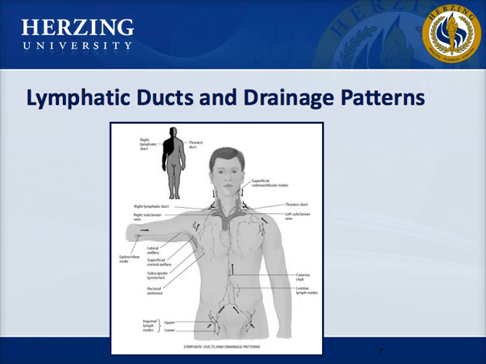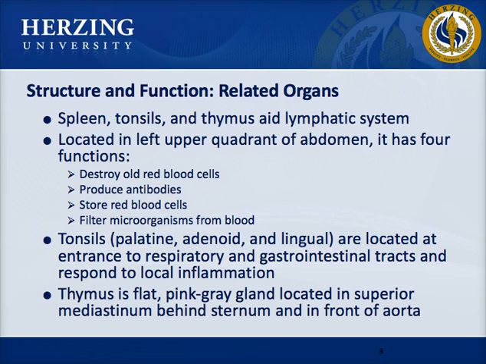Within the lymph nodes, pathogens are exposed to lymphocytes, which mount an antigen-specific response to eliminate the pathogens. With local inflammation, the nodes in the affected area become swollen and tender. The spleen, tonsils, and the thymus aid the lymphatic system. The spleen, in the left upper quadrant of the abdomen, destroys old blood cells, produces antibodies, stores red blood cells, and lastly filters organisms from the blood.